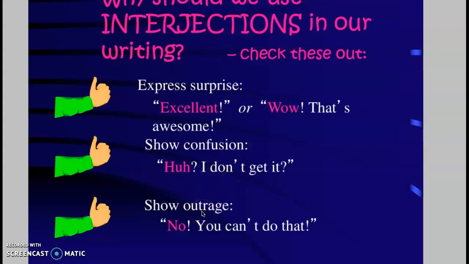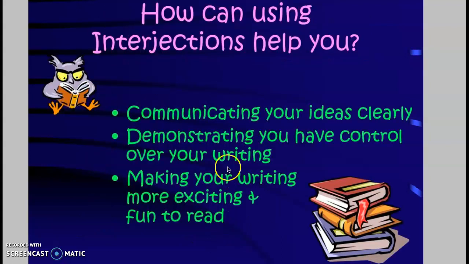And last but not least, to show outrage. "No, you can't do that." Okay, this one is showing some sort of anger. And when we say emotion, once again, it does not always have to be happiness or excitement. It could be any sort of emotion that you want to portray in your writing.